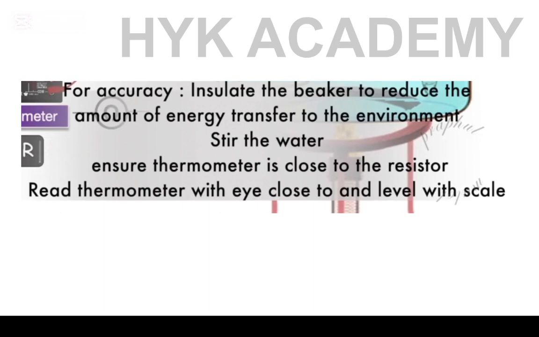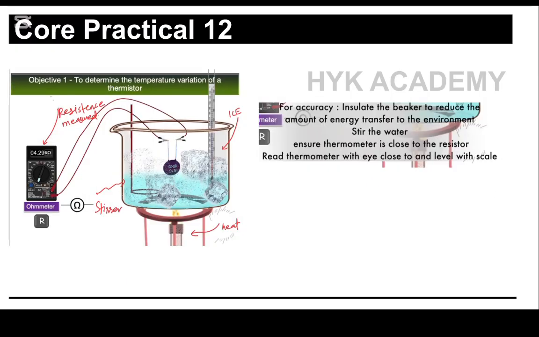To insulate the beaker, to reduce the amount of energy transferred to the environment, we will stir the water to ensure uniform temperature, ensure the thermometer is close to the resistor, and read the thermometer close to and level with the scale as well. So these are some things we have to be careful with to ensure accurate values. Okay, so that's a quick run through of the core practical. Now we'll answer the question.